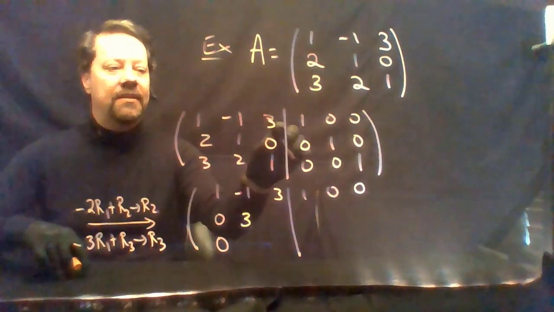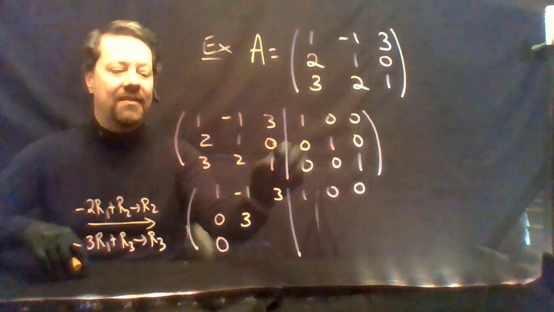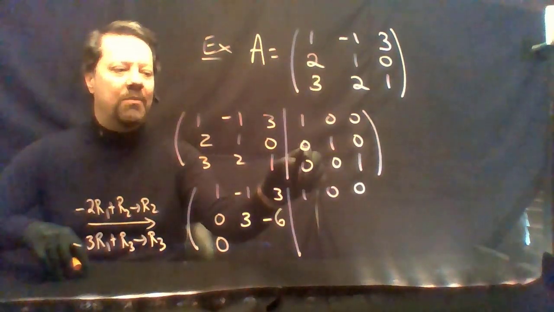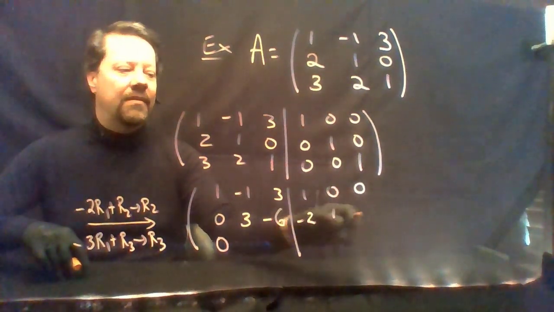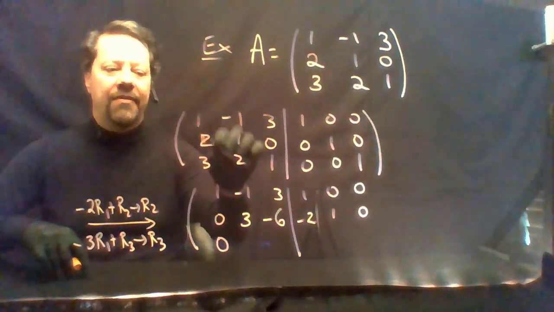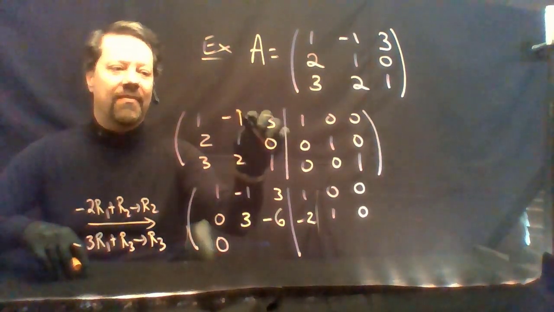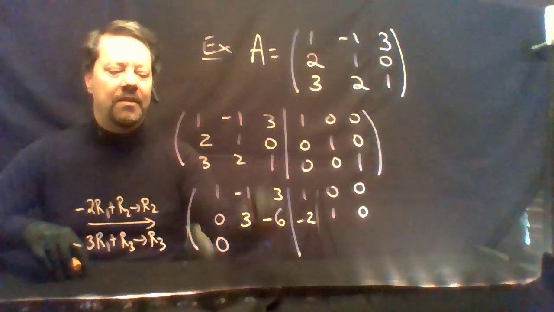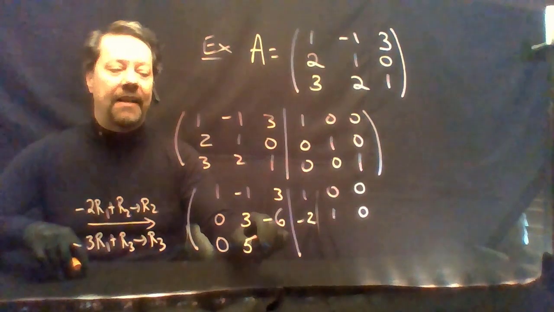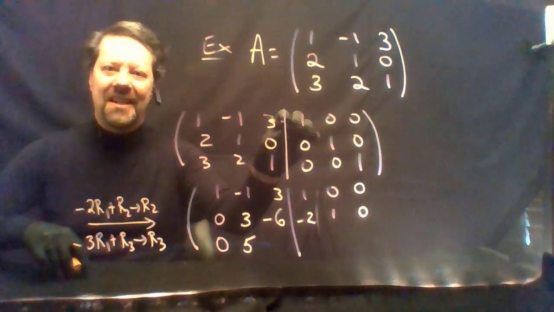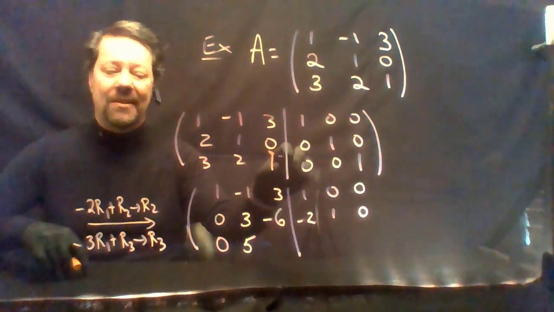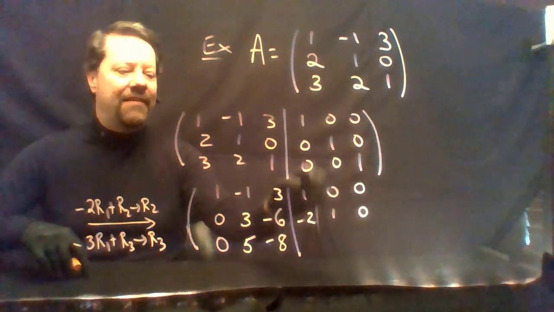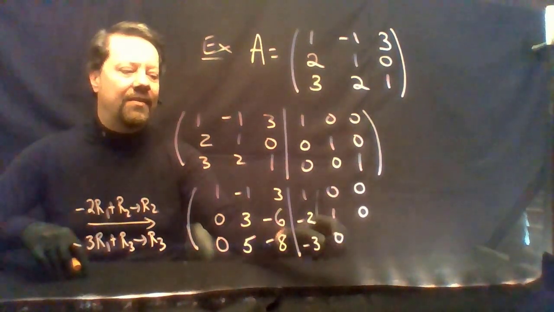-2 times 3 is -6, plus 0 is -6. -2 times 1 plus 0 is -2. -3 times 1 plus 3 is 0. -3 times -1 is +3, plus 2 is 5. -3 times 3 is -9, plus 1 is -8. We'll have -3, 0, and then 1.